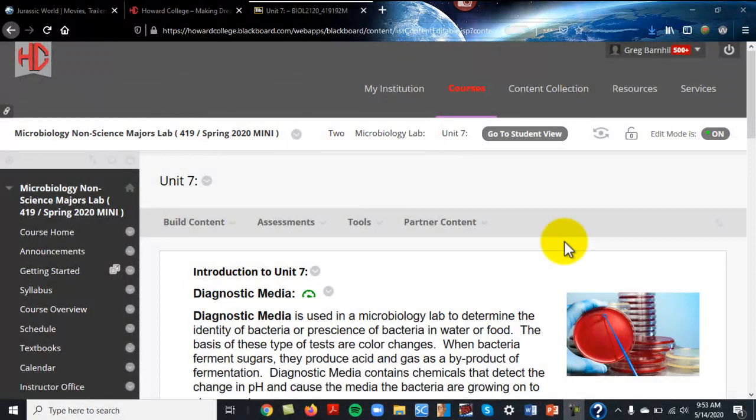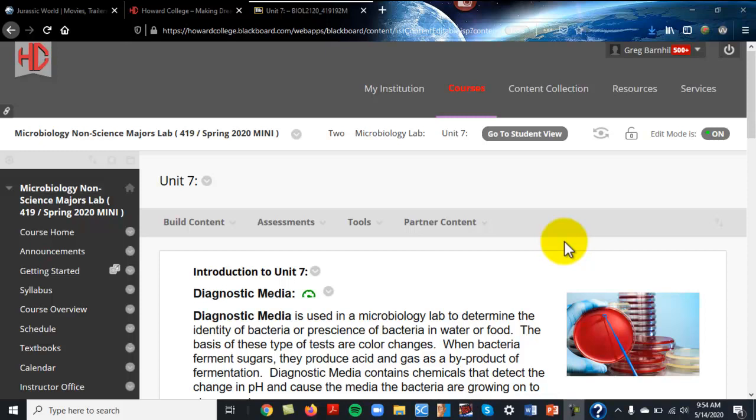This unit is covering what is called diagnostic media. Diagnostic media is used to identify organisms. It can also be used to test water to see if there are coliforms in water. It can be used for a wide variety of things, and it is a very large section of microbiology. We're going to cover just briefly the basics of it.